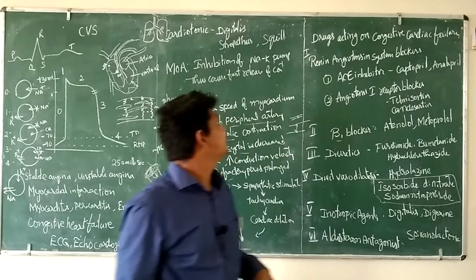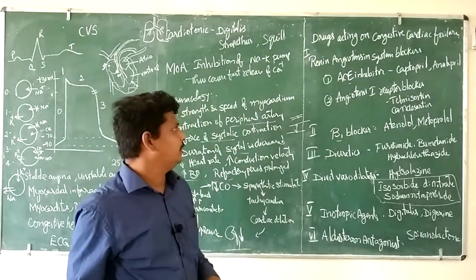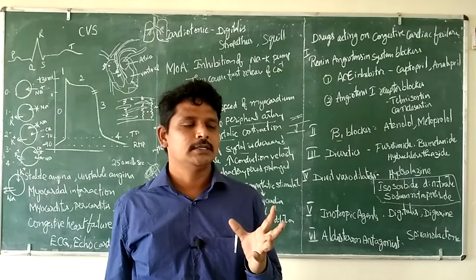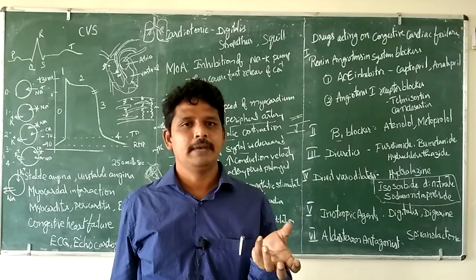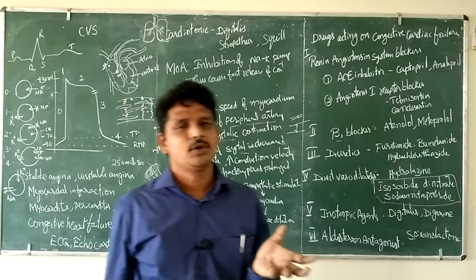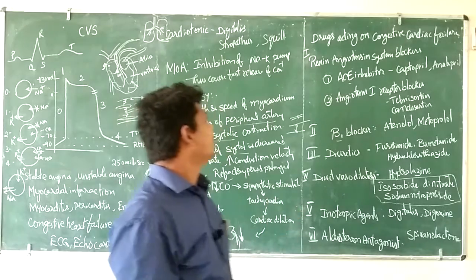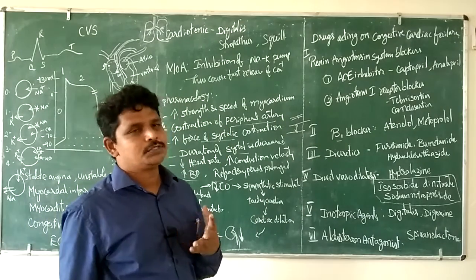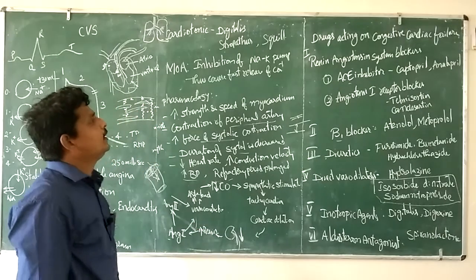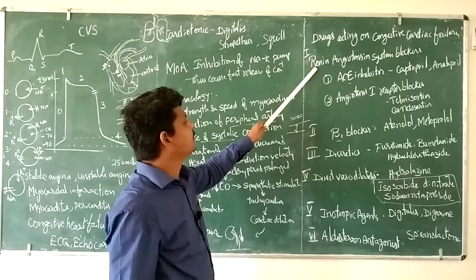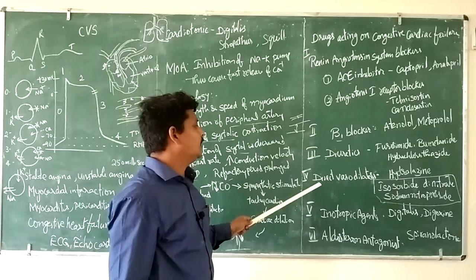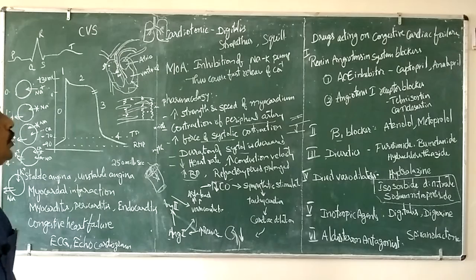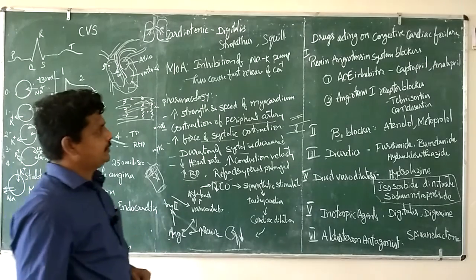Okay. Next we will see the drugs acting on congestive cardiac failure. Congestive cardiac failure means the heart cannot sufficiently pump the blood. Maybe there is vasodilation or some other reason. Basically the heart cannot produce a sufficient quantity of blood to circulate. So it can be treated by renin-angiotensin system blockers, beta blockers, diuretics, direct vasodilators, inotropic agents, and aldosterone antagonists. First, angiotensin converting enzyme.